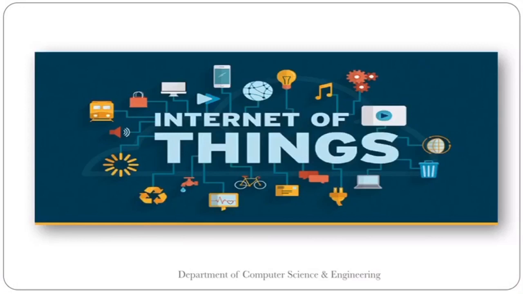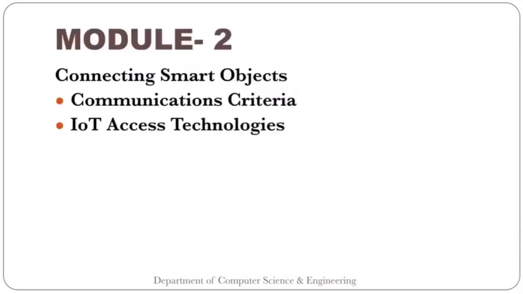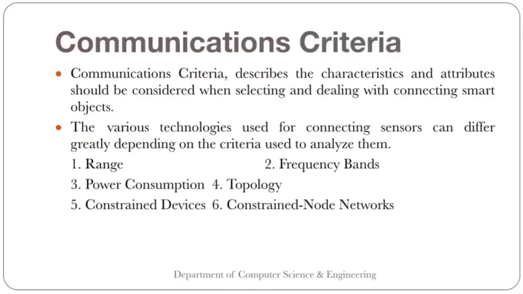So let's continue with our revision of our course on Internet of Things technologies. In this lecture we will continue with module 2 and we are going to discuss connecting smart objects. In that we are going to talk about communication criteria and IoT access technologies. So let's start with the communication criteria.